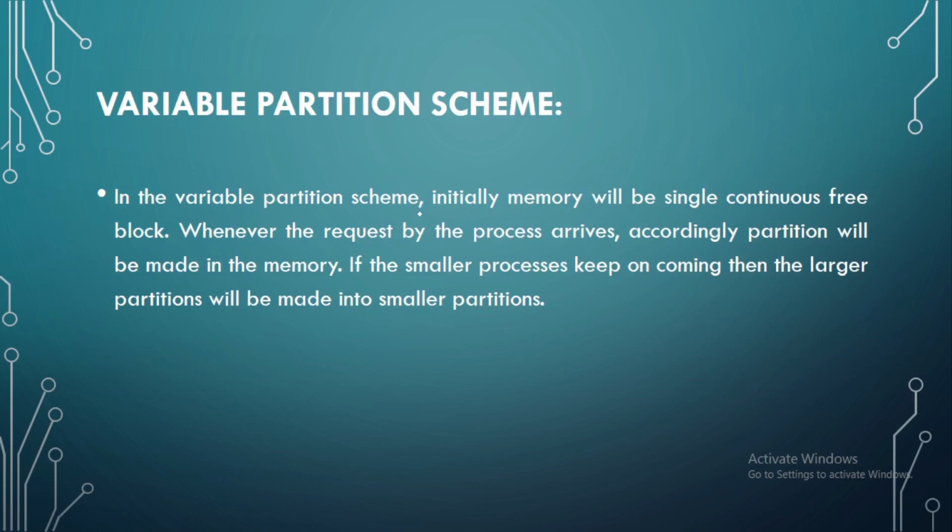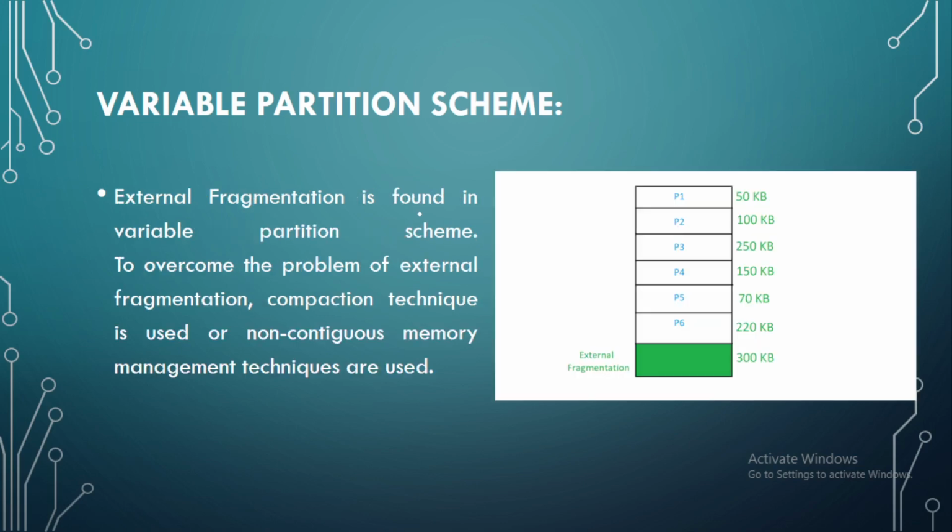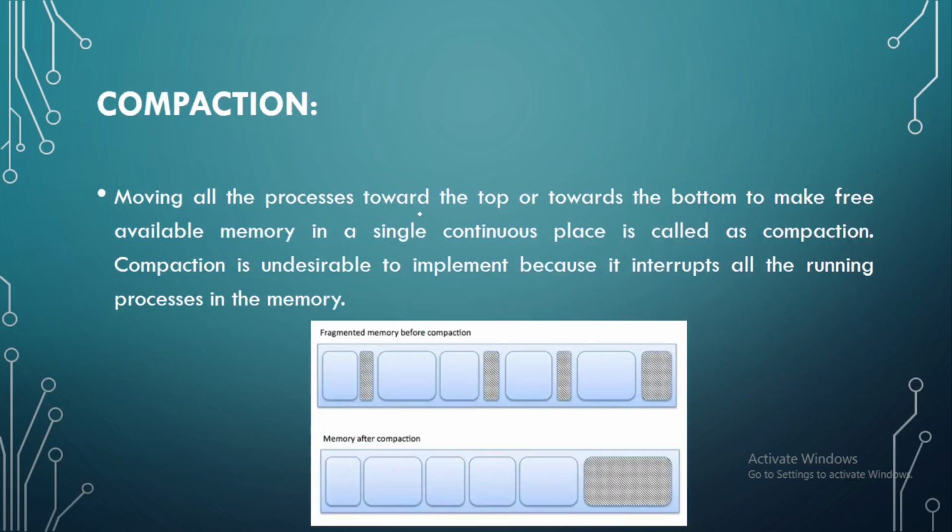In the variable partition scheme, initially the memory is a single contiguous free block. Whenever a request by a process arrives, a partition is made in the memory accordingly. If smaller processes keep on coming, the larger partitions will be broken into smaller partitions. The problem here is external fragmentation. Take for example this fragmented memory before compaction, which is a technique for external fragmentation.